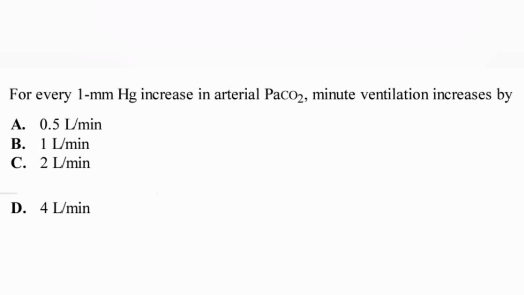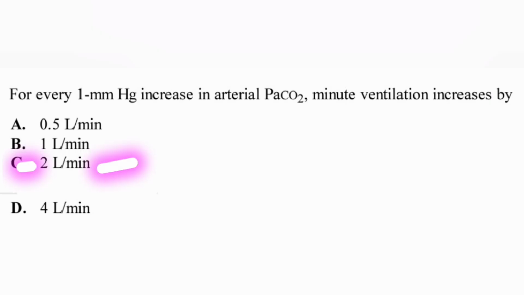For every 1 mm Hg increase in the arterial PaCO2, minute ventilation is increased by: A. 0.5 liter per minute, B. 1 liter per minute, C. 2 liter per minute, or D. 4 liter per minute. The correct answer is C.